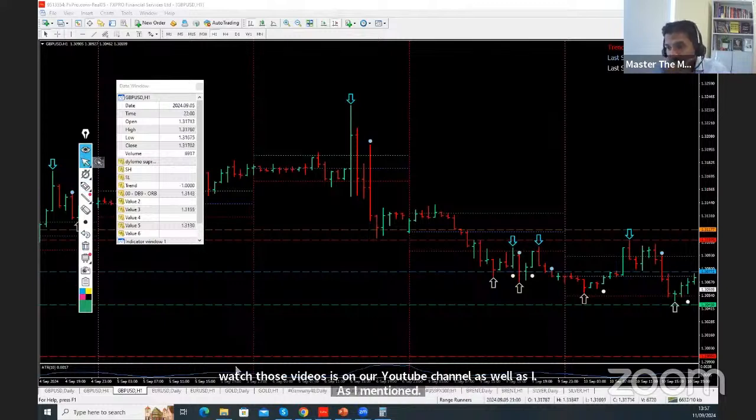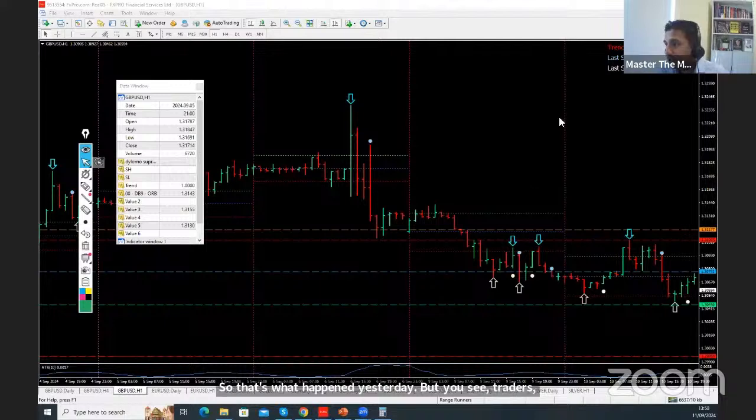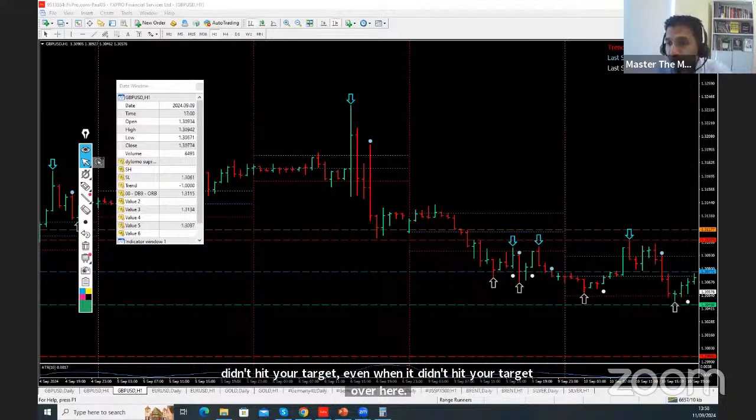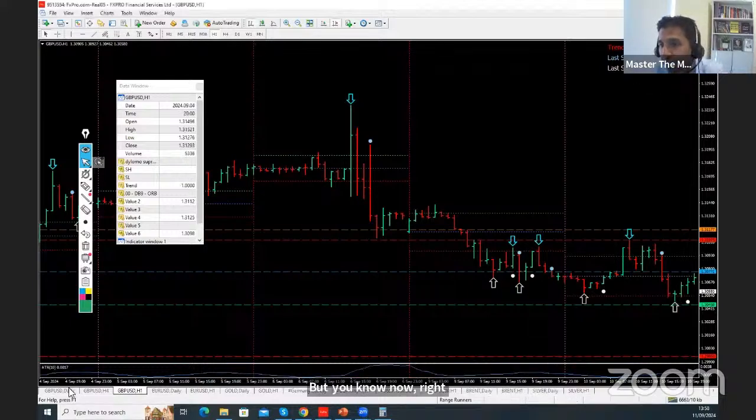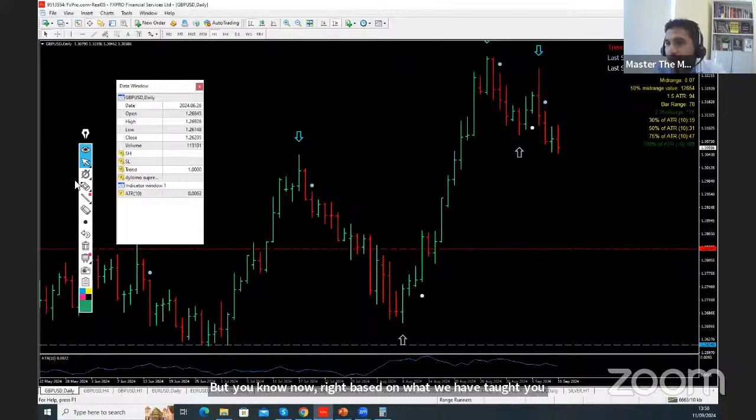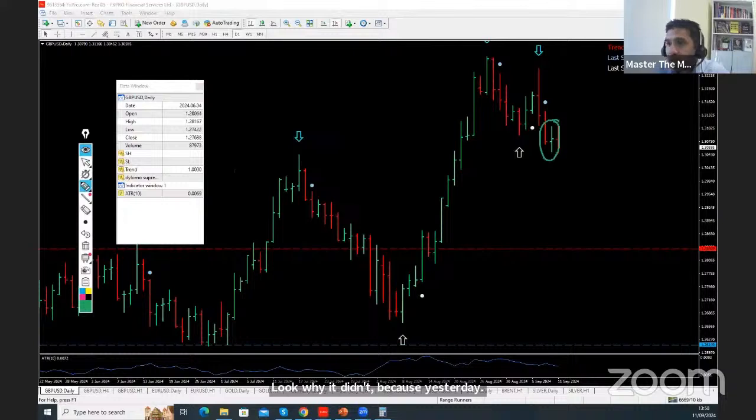But you see, traders, here's the important point. Even when it didn't hit your target over here, you know why now, based on what we have taught you so far, based on range and all of that. Look why it didn't: because yesterday it didn't form its range. If you take a look at the range of that bar, if you look over here, this was also designed by one of our traders who joined us as well.